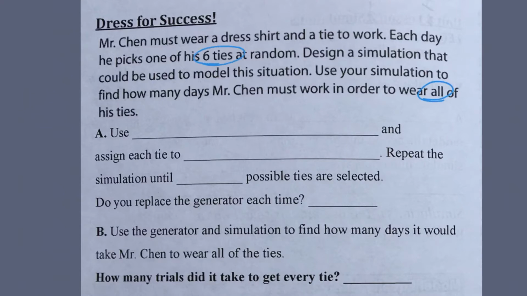So he has 6 ties and he's going to pick them at random. So he just picks them in the dark. So we're going to use something that can generate 6 different ties. So we could use a dice, we could use cards, you could use marbles, you could use 6 different colored crayons, whatever you have. So we're going to use a dice. You can use whatever you have and write that into that blank. And we're going to assign each tie to a number.